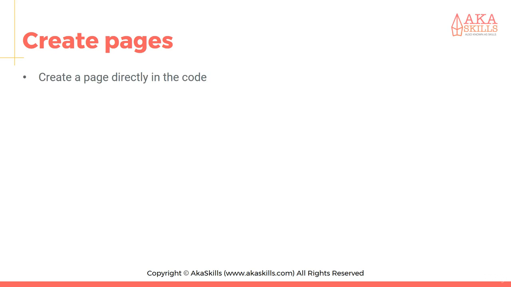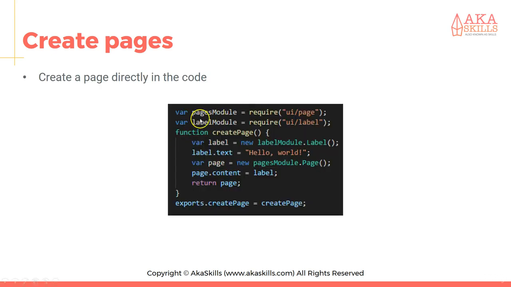We can also create a page directly in the code. So here, first I have to require the pages module, which is coming from UI/page. And because I want to have a label, I'm going to require the UI/label module as well. Then I'm creating a function createPage. Inside it, I would like to create a new label. So I'm saying var label equals new labelModule.Label. Then I'm specifying label.text is equal to this string hello world.